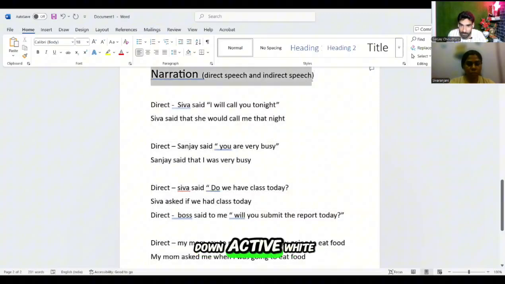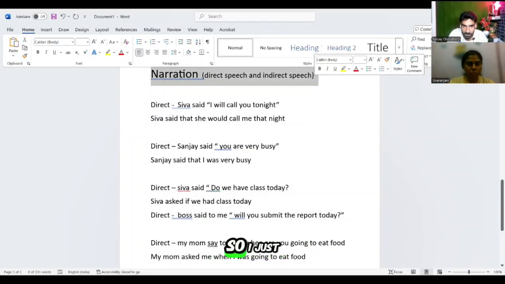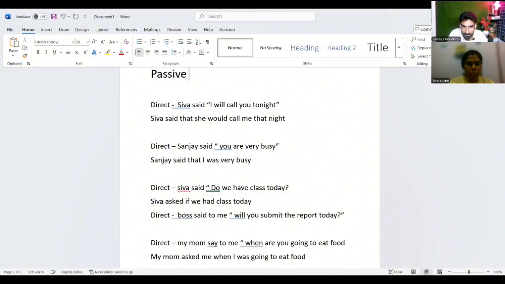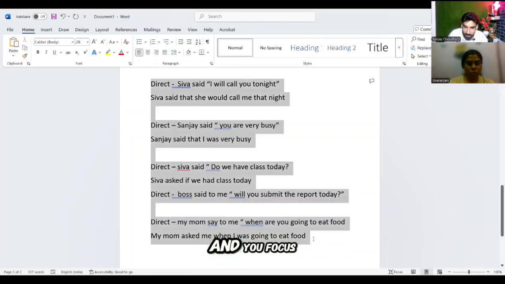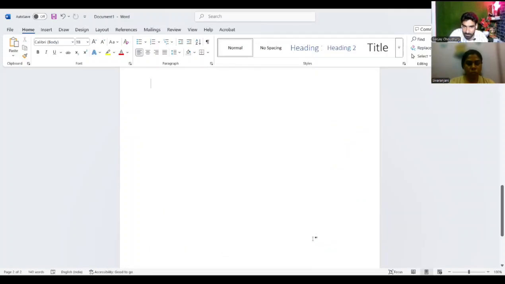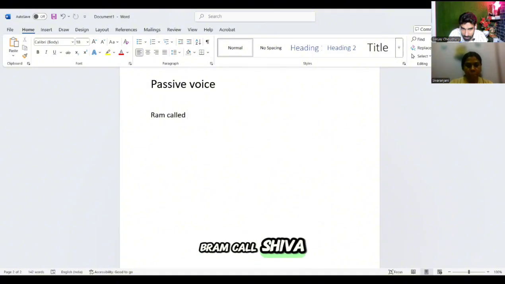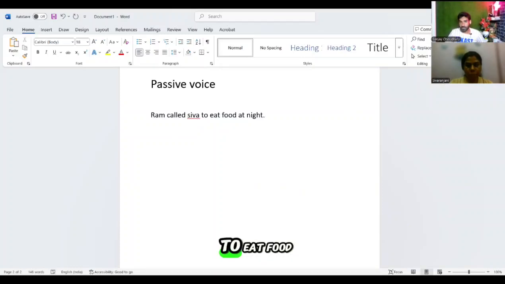Let me write down active voice and passive voice. So what happens in passive voice? You make a sentence and you focus more on the objects. For example, Ram called Shiva to eat food at night. Okay. Ram called Shiva to eat food at night.